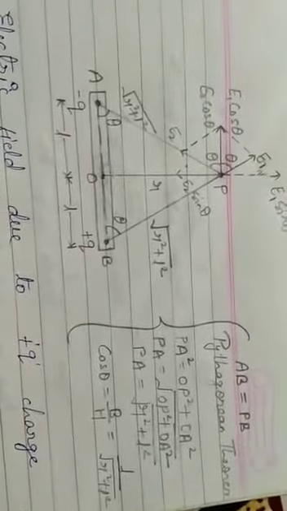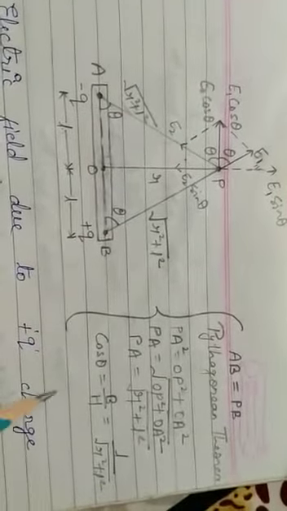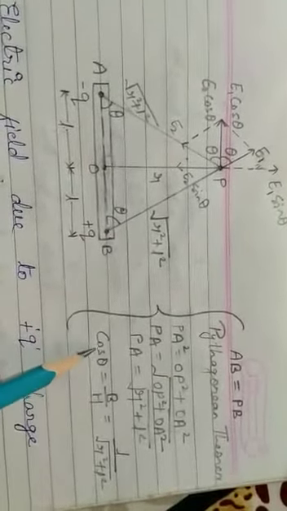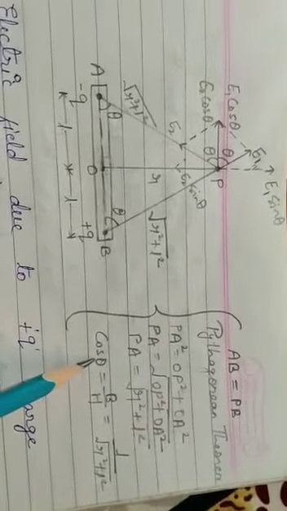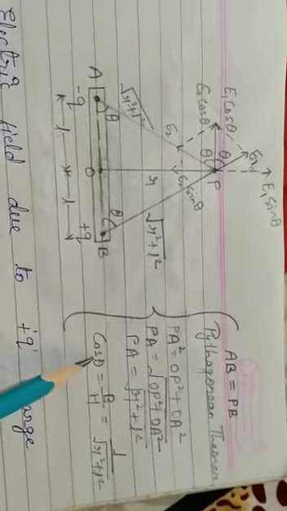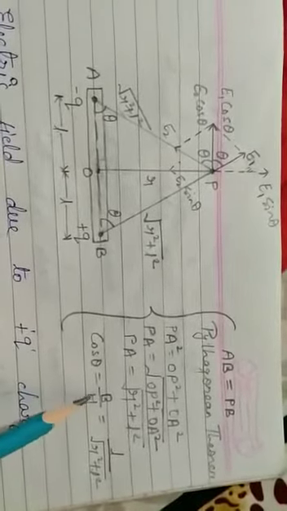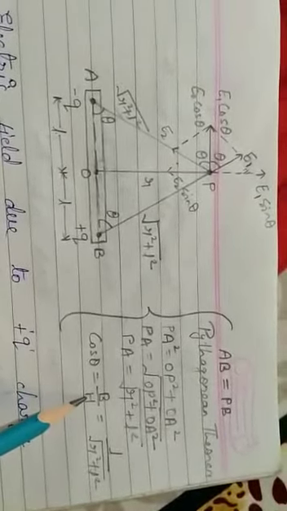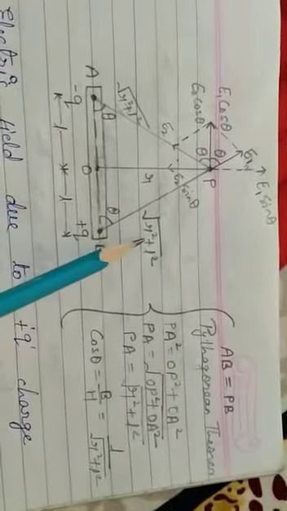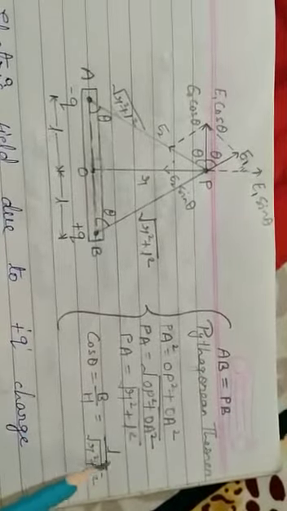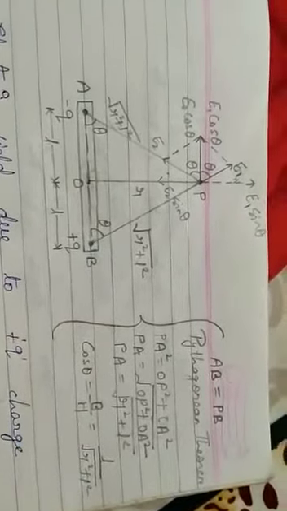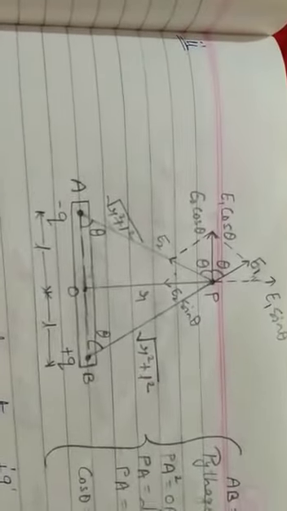Now one more thing you can see here: we have found the value of cos theta. Why we have found it, I will tell you later. Right now you see cos theta equals base upon hypotenuse. So the base is L, and the hypotenuse is under root R square plus L square. So this is the value of cos theta. This also you remember. Now let's come back to the diagram.